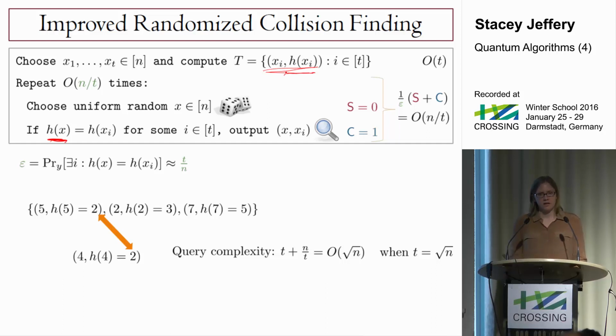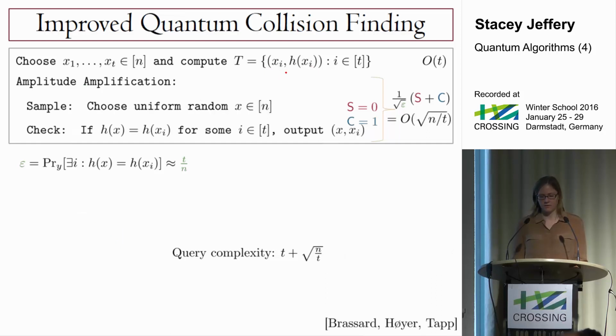So let's analyze the quantum version of this algorithm. The first step is still classical. We're just going to choose x1 up to xt and store them in some big table. That's just a classical pre-processing step. And then we're going to use amplitude amplification to search for some x such that x collides with something in the table, so such that h of x equals h of x sub i for some x sub i that we've already queried in the table.